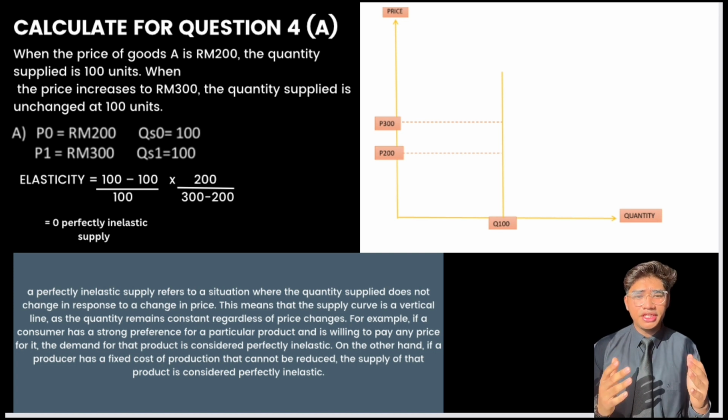So, for the explanation, a perfectly inelastic supply refers to a situation where the quantity supplied does not change in response to a change in price. This means that the supply curve is a vertical line as the quantity remains constant regardless of price changes. For example, if a consumer has a strong preference for a particular product and is willing to pay any price for it, the demand for that product is considered perfectly inelastic. On the other hand, if a producer has a fixed cost of production that cannot be reduced, the supply of that product is considered perfectly inelastic.